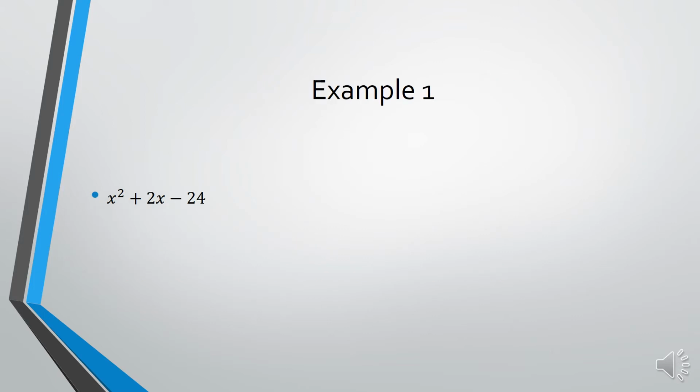For example, we have x squared plus 2x minus 24. What I'm thinking to myself is what two numbers multiply to be negative 24 but add up to be 2, a positive 2. And those two numbers, I believe, would be a positive 6 and a negative 4. Those two numbers add up to be 2, multiply to be negative 24. What I'm going to do with those two numbers is rewrite this as x squared plus 6x minus 4x minus 24. All I've done is taken this 2x and rewritten it in terms of the two numbers that we found.